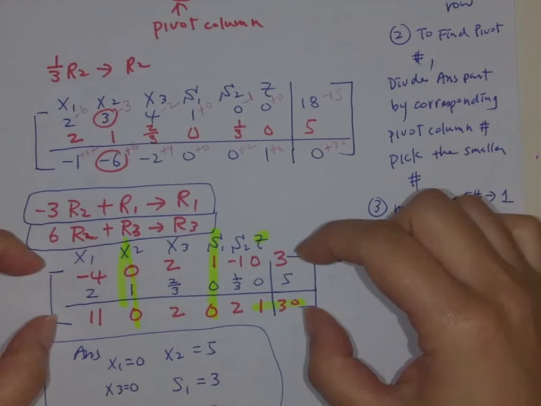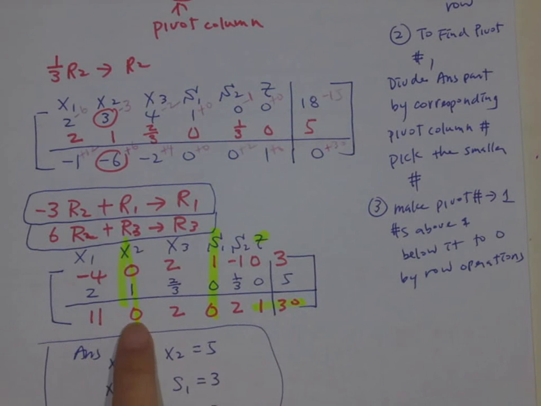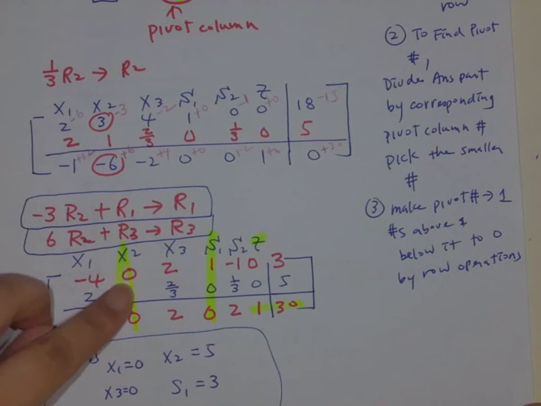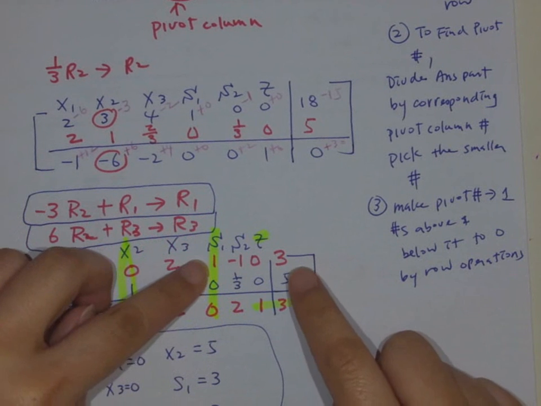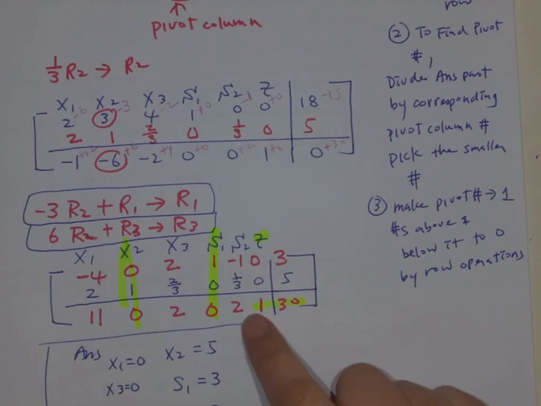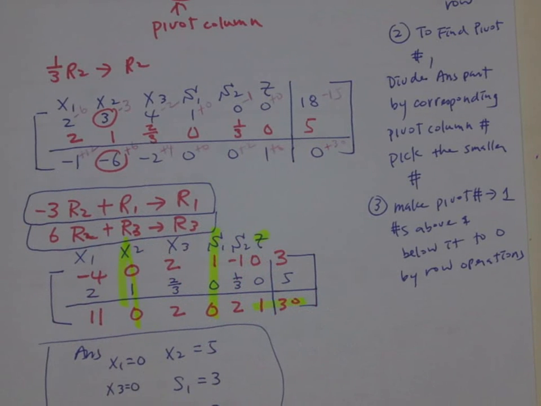So once we get this, how do I find the answer? So we focus on the bottom parts. I have a 0 here, so this is one of the answers. I have a 0 here, this is one of the answers. Also z is one of the answers, right? So I see 1x2 is 5, so x2 is 5, and 1s1 is 3, so s1 is 3, and then my z number is 30, and the rest of them would be 0.